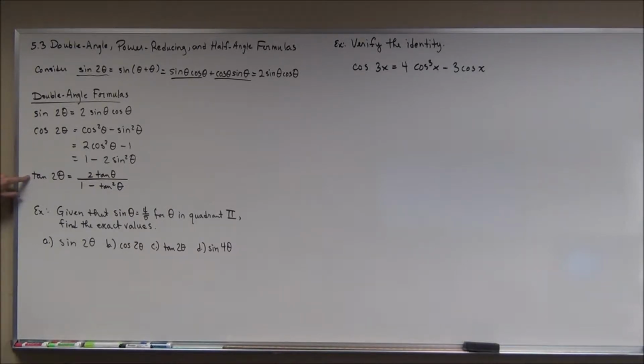And then for tangent of 2 theta, that's 2 tan theta over 1 minus tangent squared theta. Again, this is derived just from replacing the tangent of alpha plus beta with the tangent of theta plus theta, and combining. Now I'm going to use these to do a variety of problems, including finding some exact values and then an identity over there to the right. We'll start here with this example.